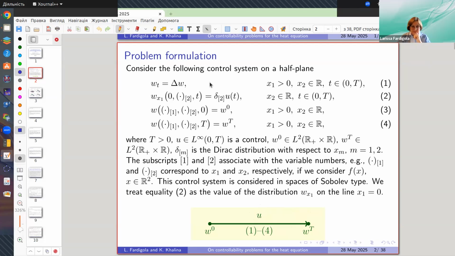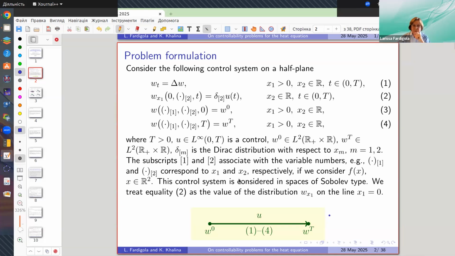If we take a look at the boundary condition, we can see that it is non-standard and has the delta function, or Dirac distribution. So this control is pointwise, and pointwise control is a mathematical model for sources supported in a domain of very small size with respect to the whole domain.